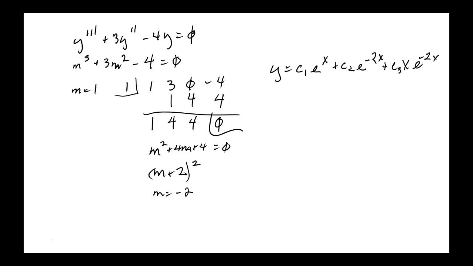Okay. So y is equal to c1 e to the x plus c2 e to the minus 2x plus c3 x e to the minus 2x. Perfect. Looking at example 4, I think they're working on ruining it. Oh no, it just gets more fun.